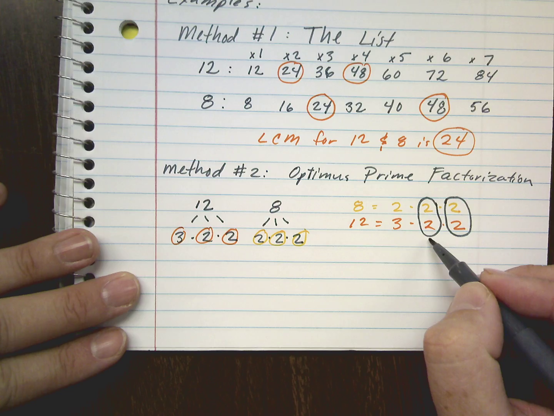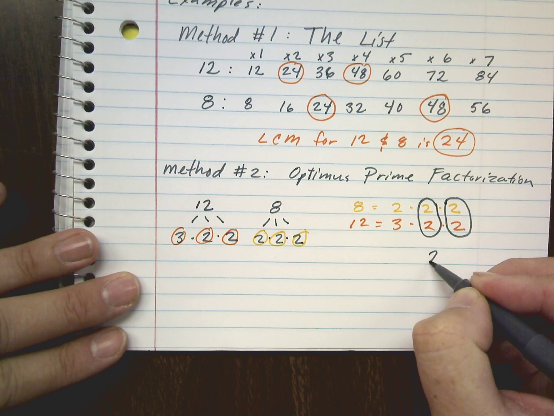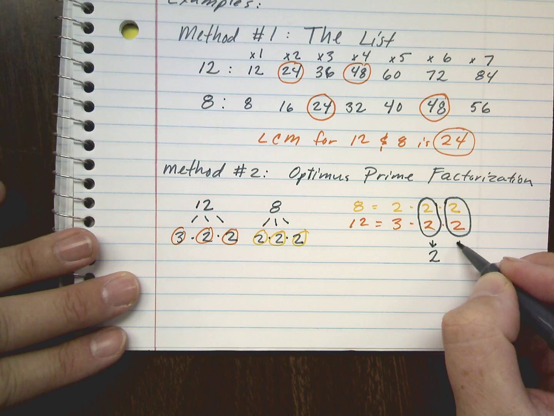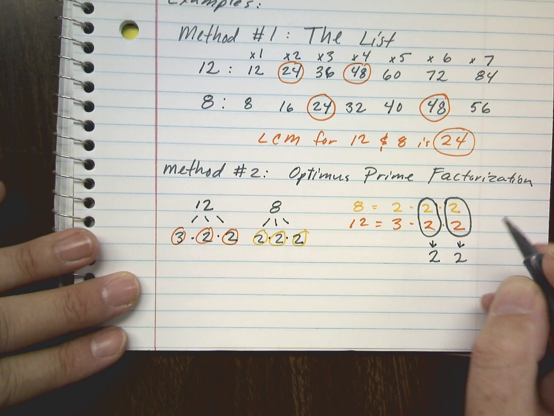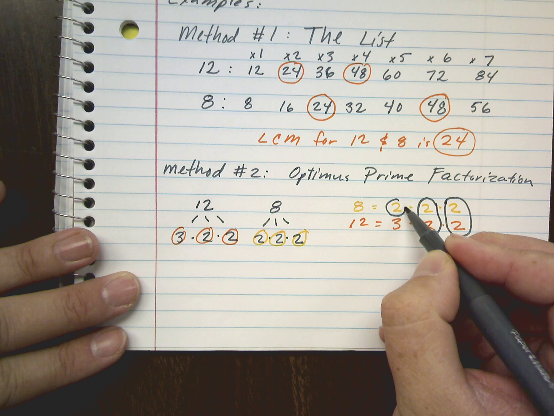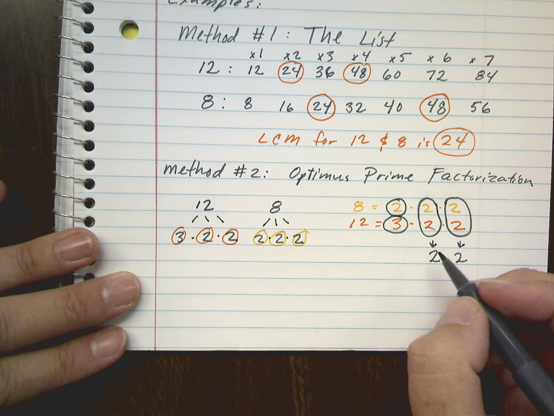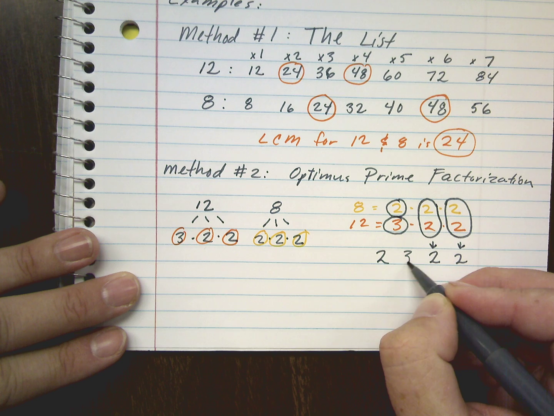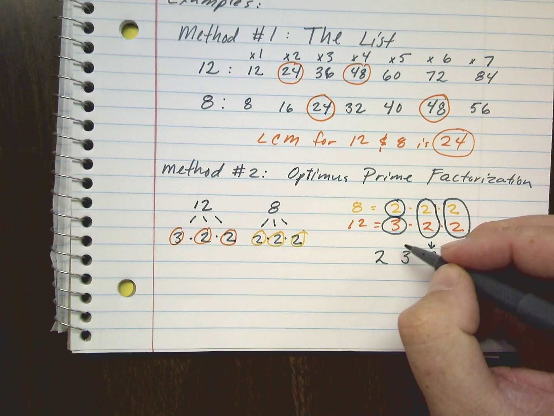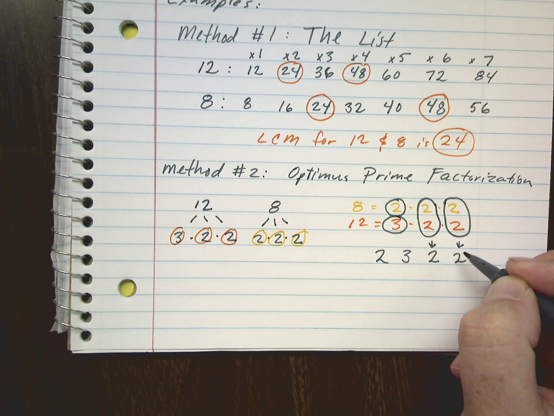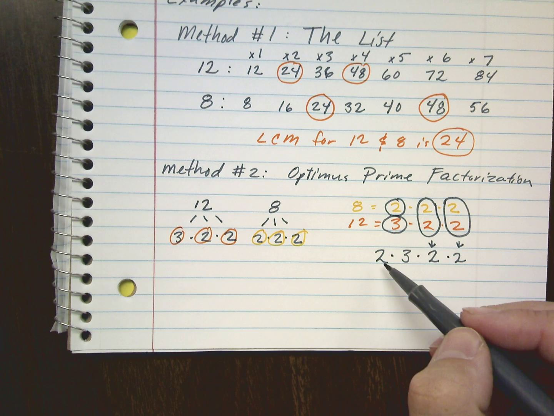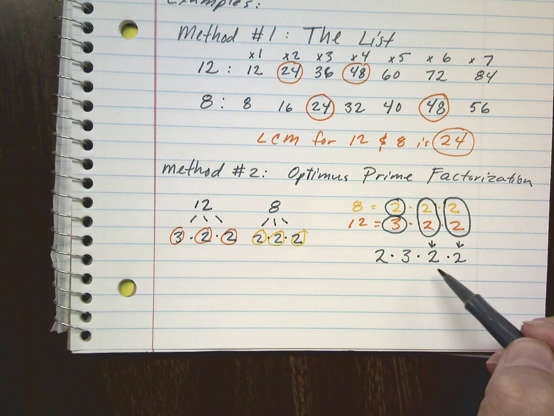Now this pair of 2's becomes one 2, and then this pair of 2's becomes one 2. And then I also have an extra 2 and an extra 3, and so I write those down right here, an extra 2 and an extra 3. And then what I do with these is I multiply these numbers together. So I multiply 2 times 3 times 2 times 2.